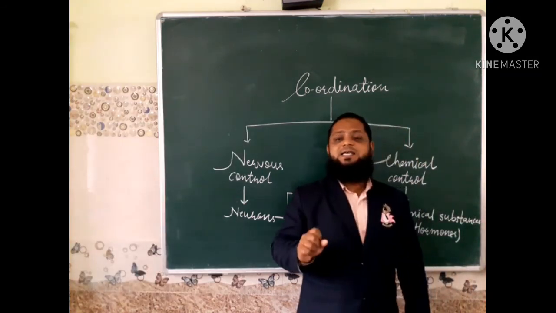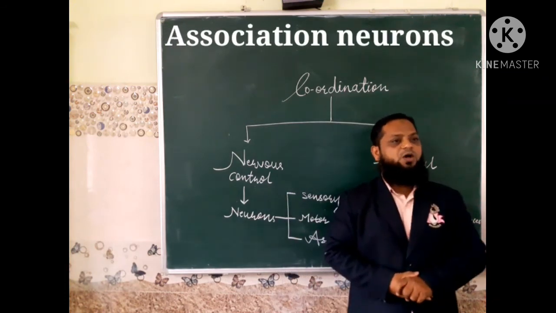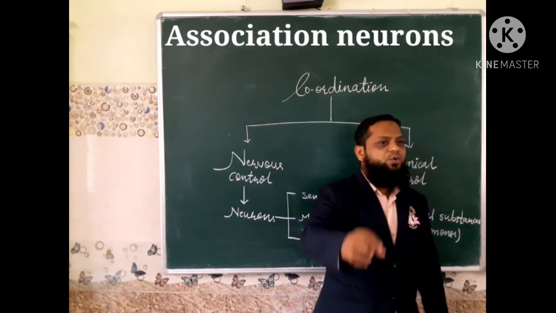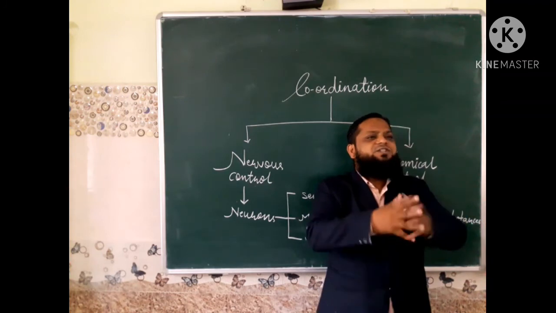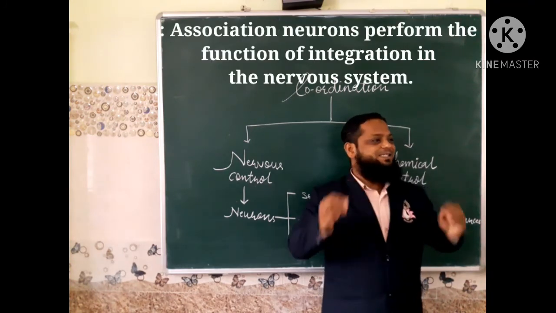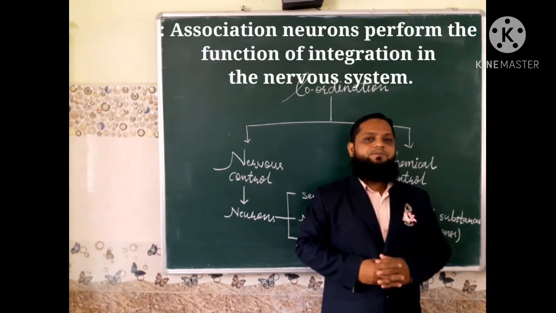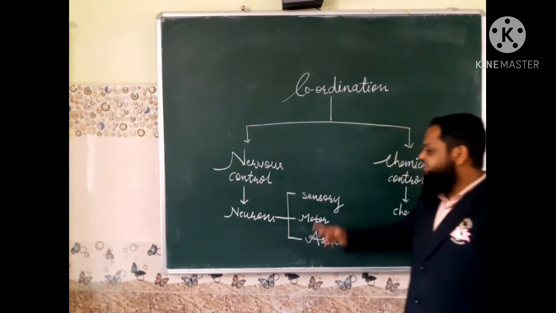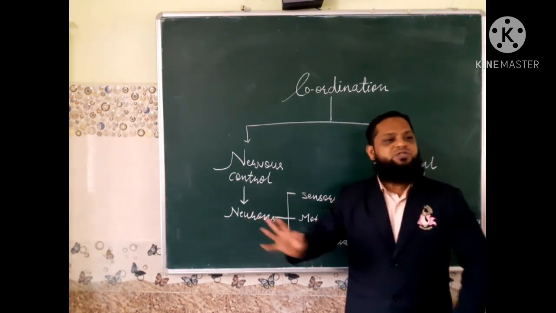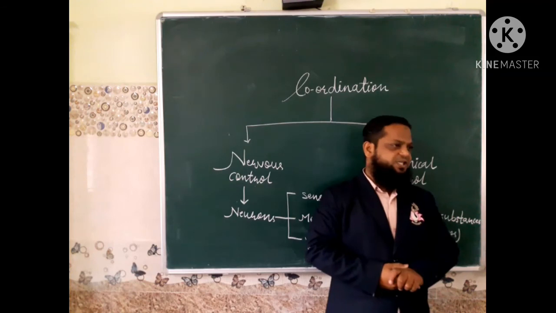And the third is the association neuron. Association neurons perform the function of integration in the nervous system. These are all the types of neurons. I hope it's clear.